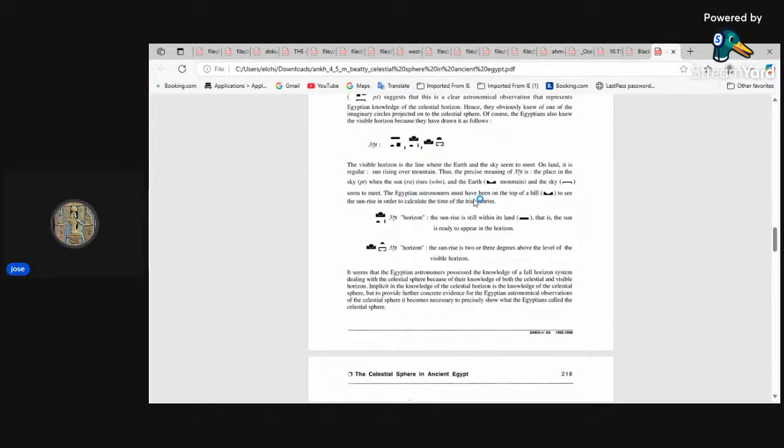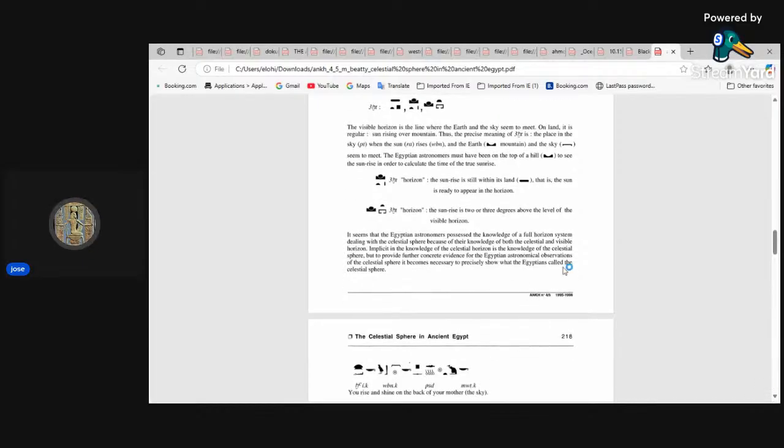The Egyptian astronomers must have been on top of a hill to see the sun disk in order to calculate the time of the true sunrise. So here is Aket again. The sunrise is still within the land. This is Ta. That is, the sun is ready to appear on the horizon. Aket. The sunrise is 2 or 3 degrees above the level of the visible horizon. It seems that Egyptian astronomers possess the knowledge of a full horizon system dealing with the celestial sphere.